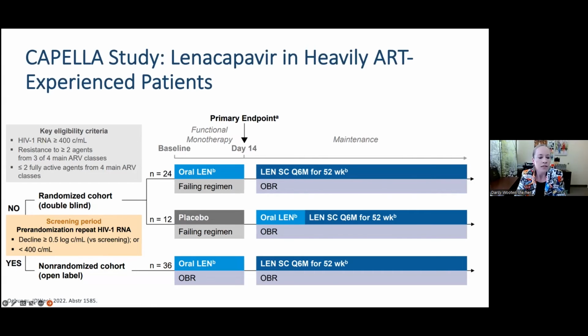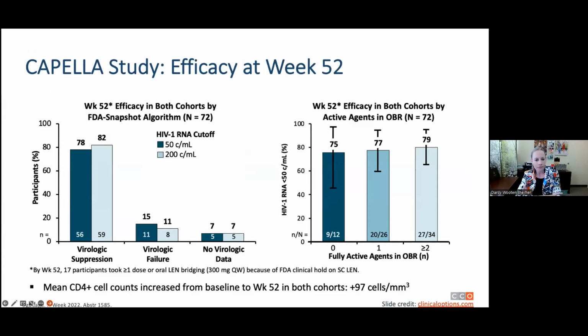So in the randomized cohort, patients were started on oral lenacapavir or placebo in addition to their failing regimen, and then after 2 weeks, they were switched to an optimized background regimen with subcutaneous lenacapavir given every 6 months. And then we have the week 52 data presented. So this is looking at FDA snapshot in terms of efficacy of the pooled data between both the randomized and the non-randomized cohorts here. And so this is really good outcomes for a very challenging to treat patient population with a lot of resistance.